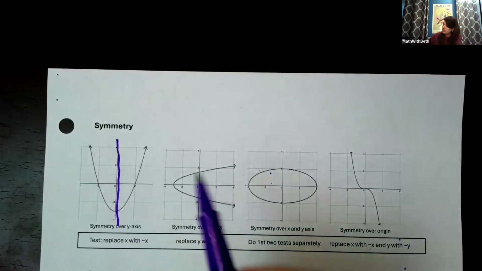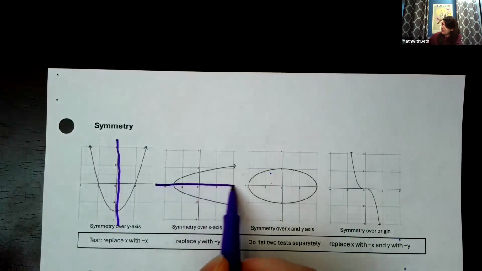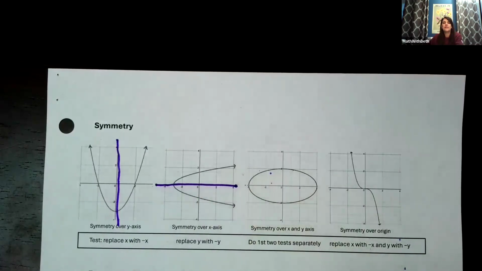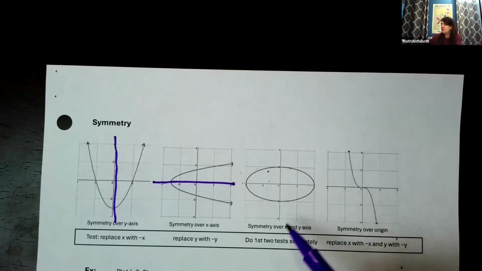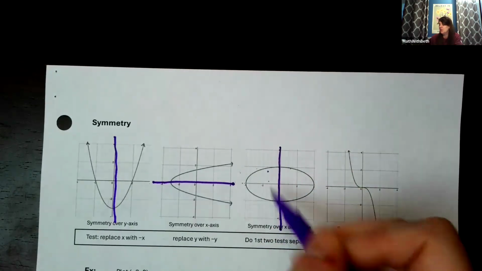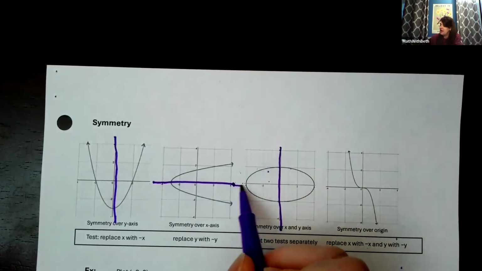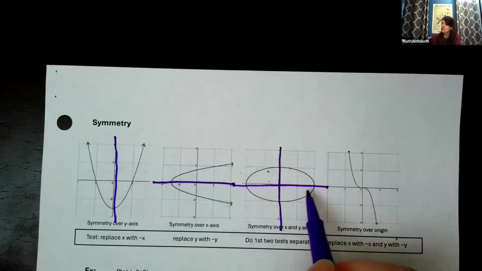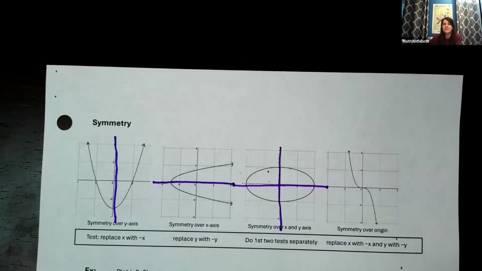Something that has symmetry over the x-axis would be the same, except it'd be this line that would be cutting it in half. If it has symmetry over the x and the y-axis, it just means that this one works, which it does, and this line also works as far as cutting it in half.